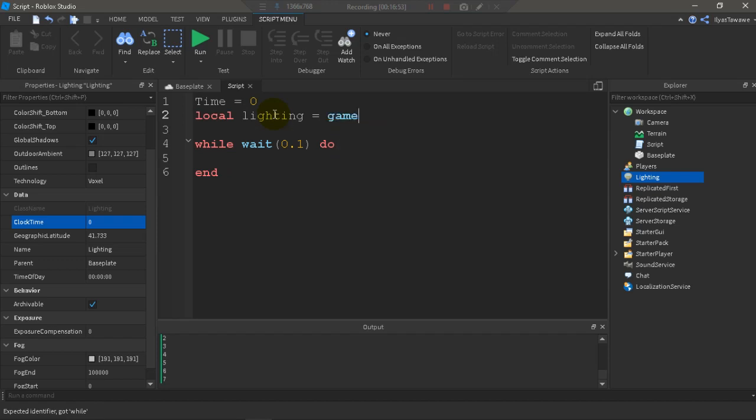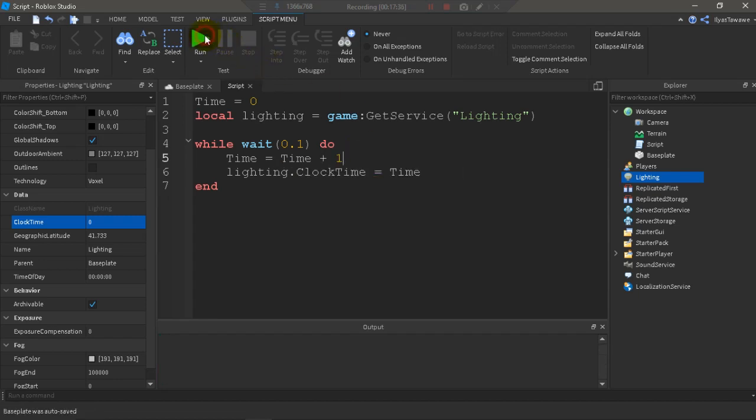Lighting equals game get service Lighting. Cool. Now we want to actually access this property. So Lighting.ClockTime equal to time. Here we're going to set it directly to our time variable that's just increasing without any reset. It's just going to go from 0 until the loop ends. So yeah, time plus 1.